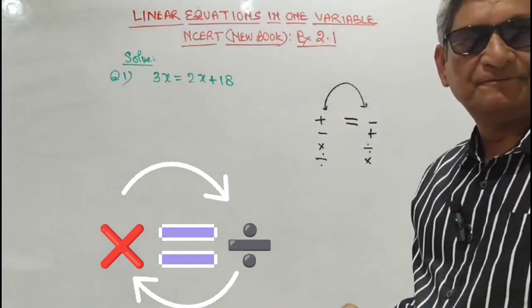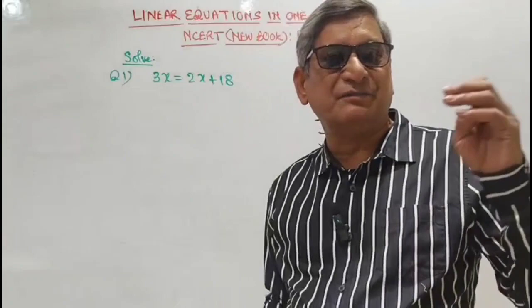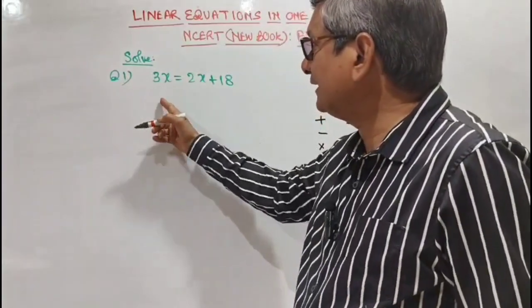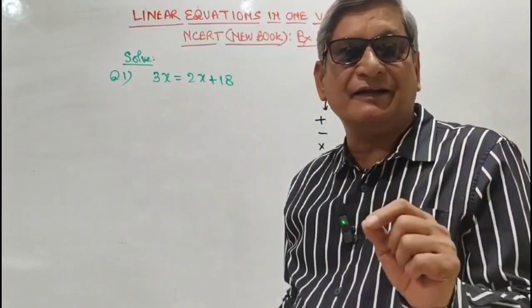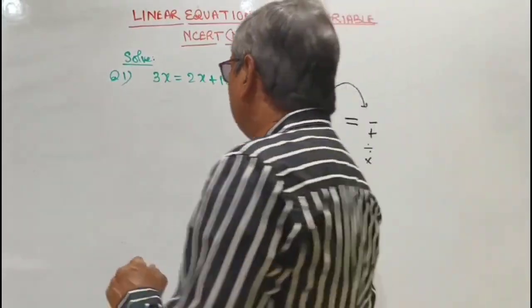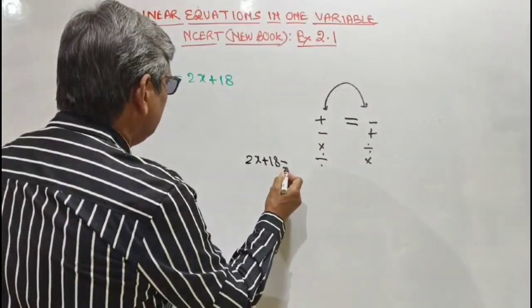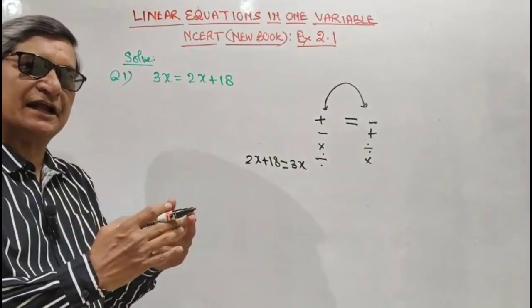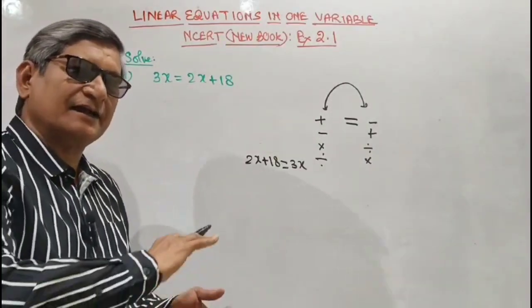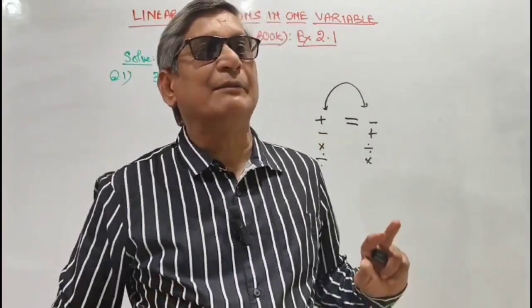One more thing you should always remember, which is not generally mentioned: if you want to write 3x is equal to 2x plus 18, you can always write 2x plus 18 is equal to 3x. Meaning, if you want, you can write it like this also. The complete left hand side can be written as the right hand side, and the right hand side as the left hand side, and it hardly makes a difference. So this is what we have done so far.